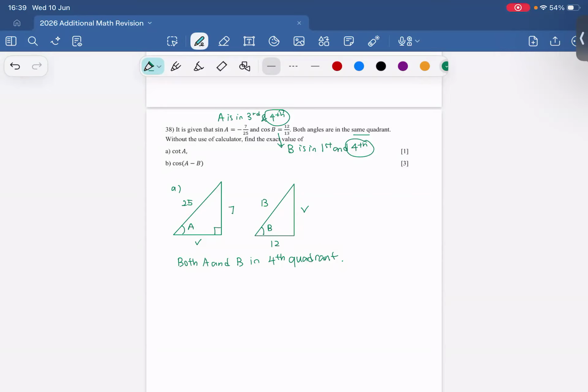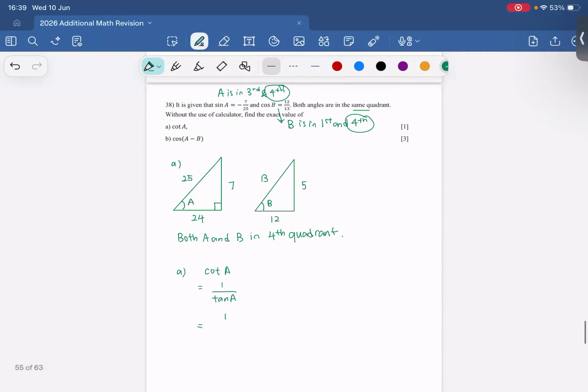Okay, so Pythagoras theorem will tell you that this will be 24, and this will be 5. Okay, so part A, to find cotangent A. Cotangent A is just 1 over tangent A. Then tangent A is just opposite over adjacent. You must take note that A is in the fourth quadrant, so tangent in the fourth quadrant will be a negative value. Okay, so remember to put in the negative.